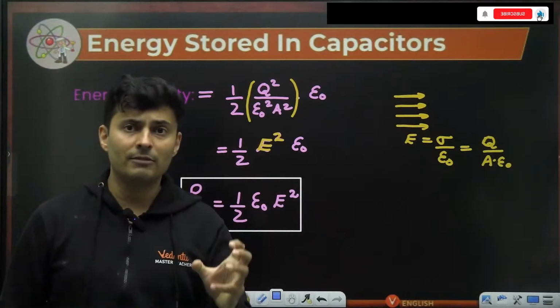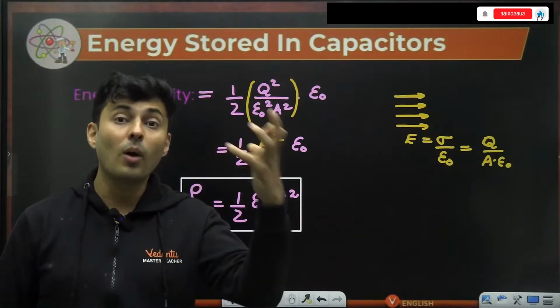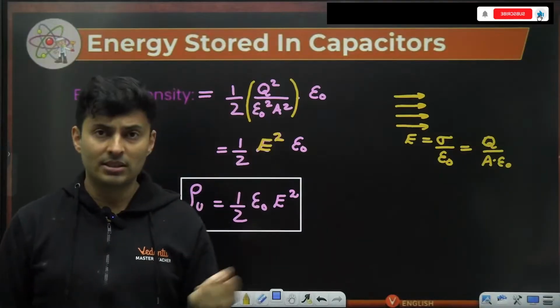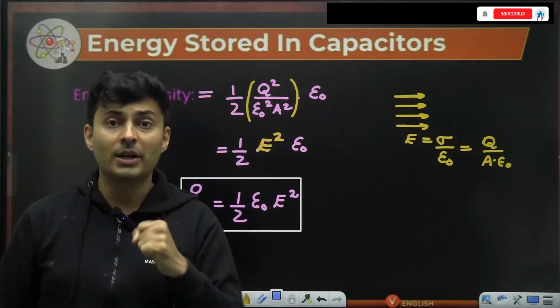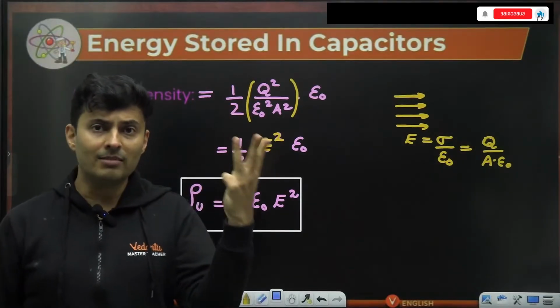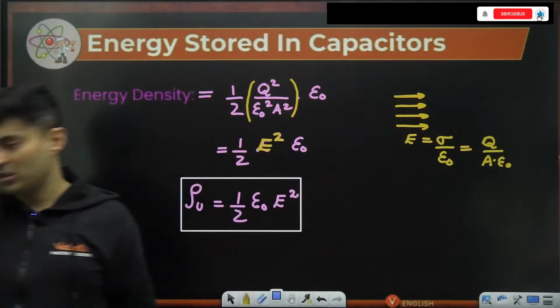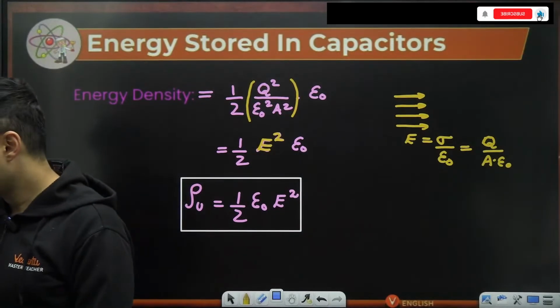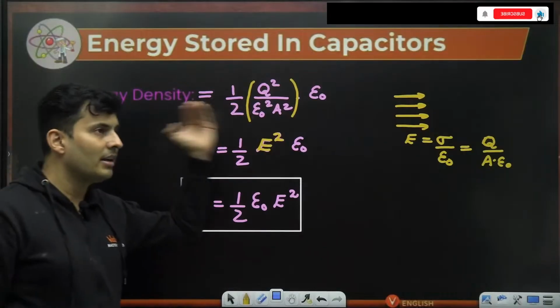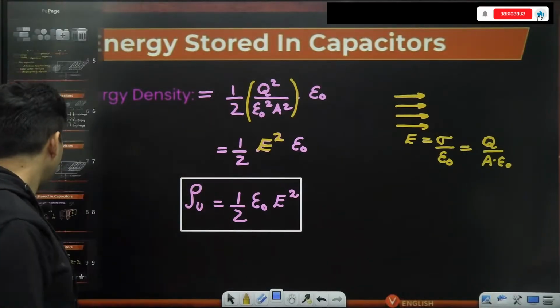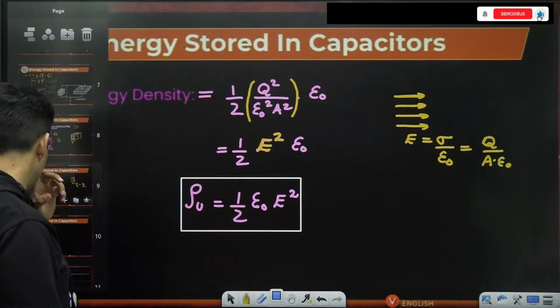So the density of the energy is proportional to the square of the field. Field becomes double, the density of the energy becomes 4 times. Field becomes 3 times, density of the energy becomes 9 times. That is what it is. Okay? So that is the energy density of a stored capacitor. And this can be used anywhere, guys.